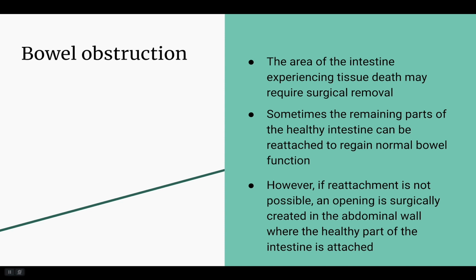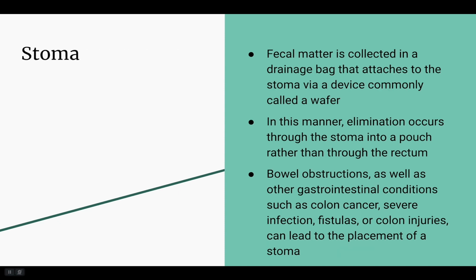However, if reattachment is not possible, an opening called a stoma is surgically created in the abdominal wall where the healthy part of the intestine is attached. The type of surgery to create a stoma in the colon is referred to as a colostomy. Fecal matter is collected in a drainage bag that attaches to the stoma via a device commonly called a wafer. In this manner, elimination occurs through the stoma into a pouch rather than through the rectum.